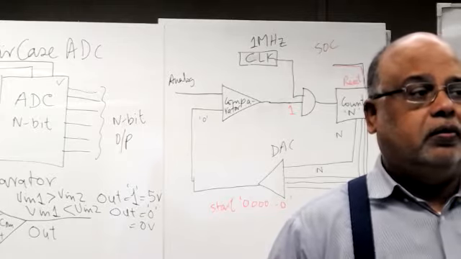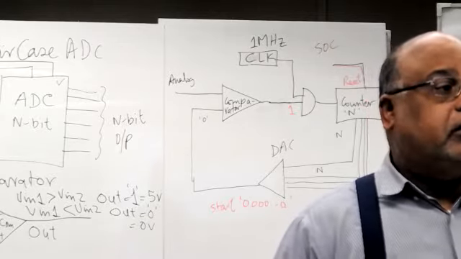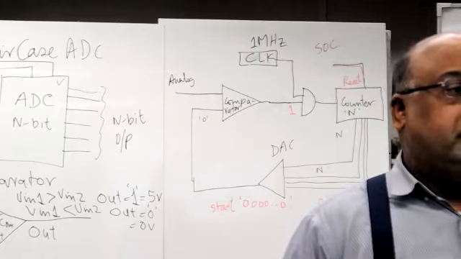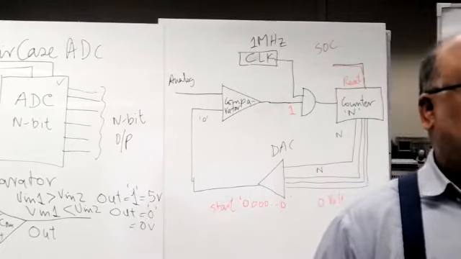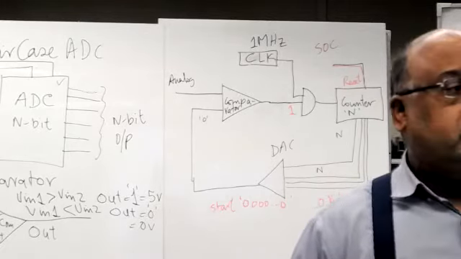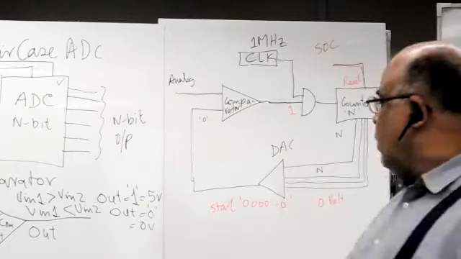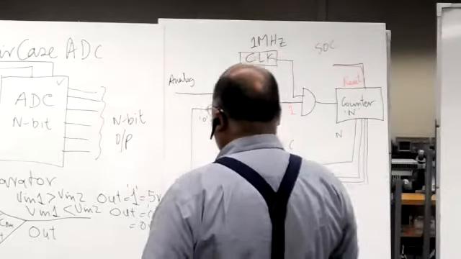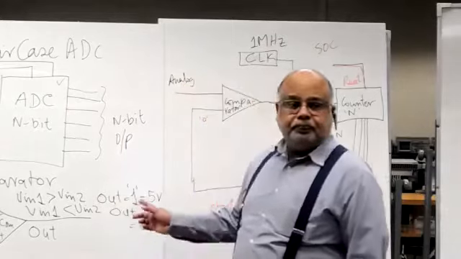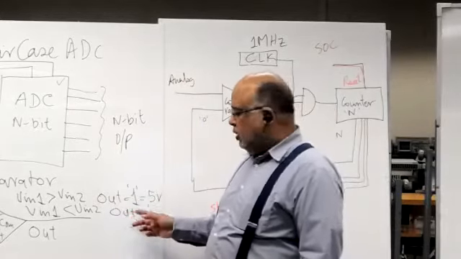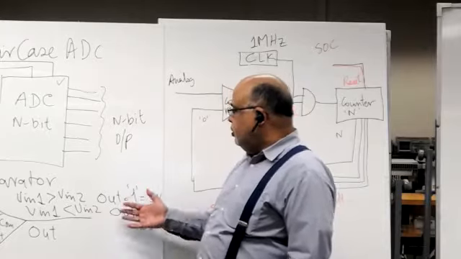Right. So this is a mathematical model, a simple MATLAB type model of an analog comparator. When the input is greater than V in 2, the output is 1. Very simple. And when it is less than this, the output is 0.